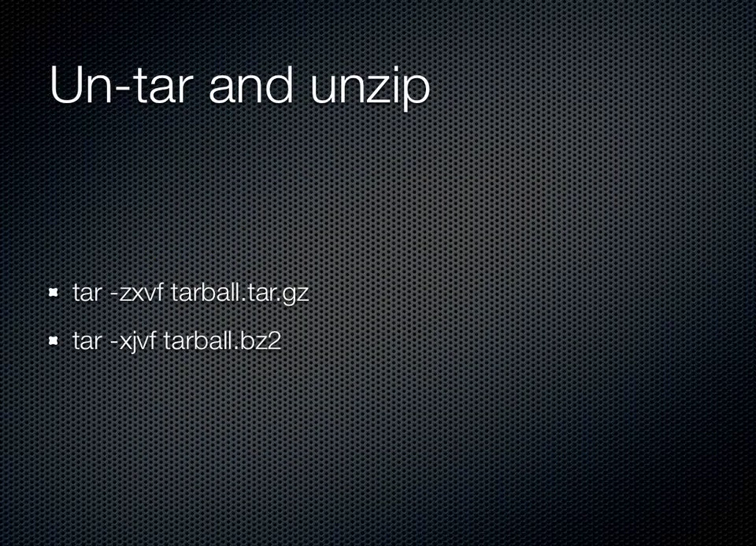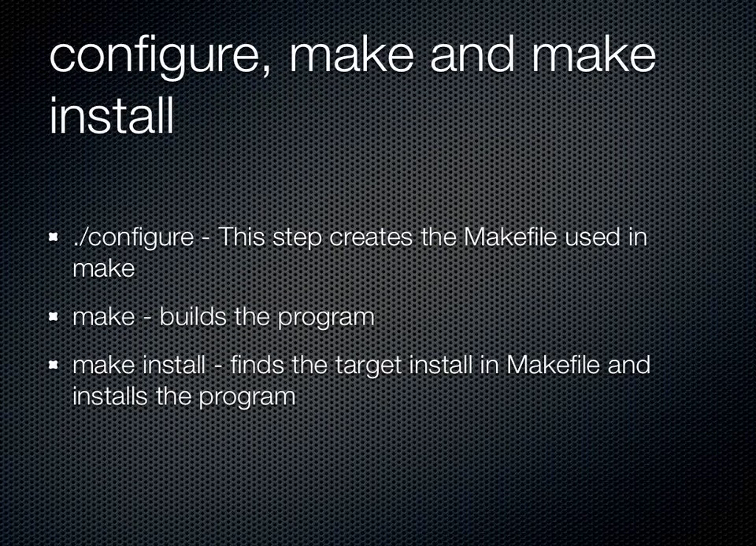So how do you start? Well, you start by untarring it, and usually the command is tar zxvf tarball.tar.gz, or tar xjvf tarball.bz2 if it's a bz2 file. It's pretty simple. Z means unzip, X means extract, V means verbose output, and F means archive, the file that is immediately following. So what's next?